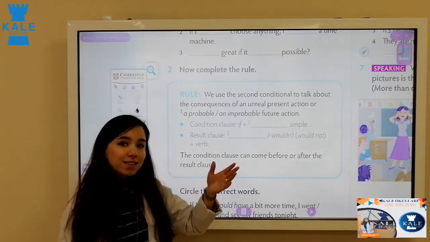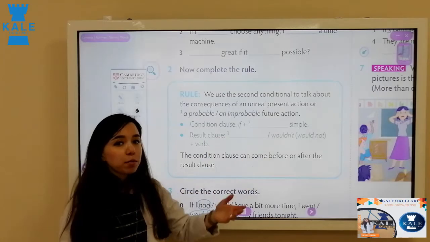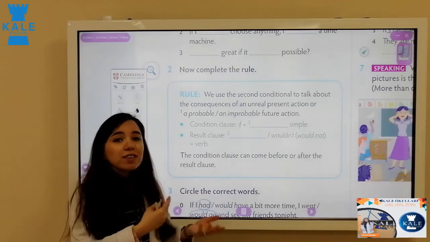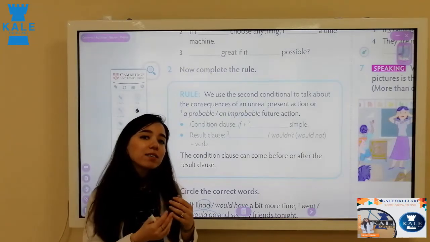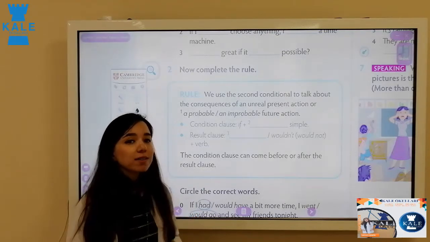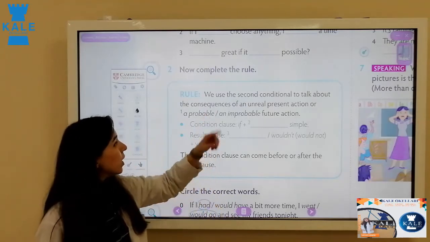If I was there, if I was in London, I would visit, for example, my friend. But now I'm here, I'm in Turkey, I'm not in London, yes? So it's impossible to visit anyone else. These are unreasonable things. These are not rational things, something impossible. Because of that, here we use the second conditional for them. Look at here.